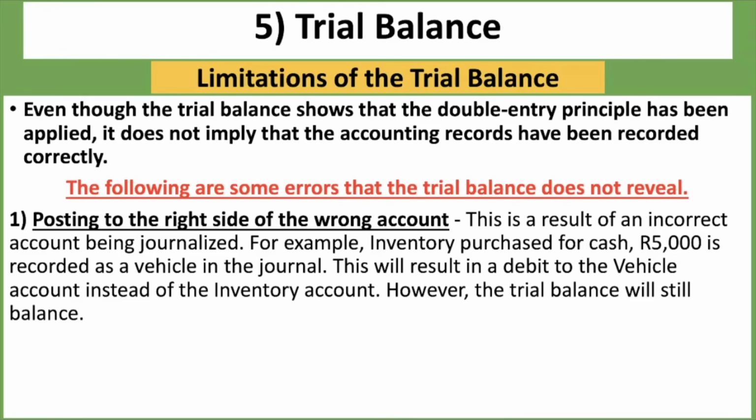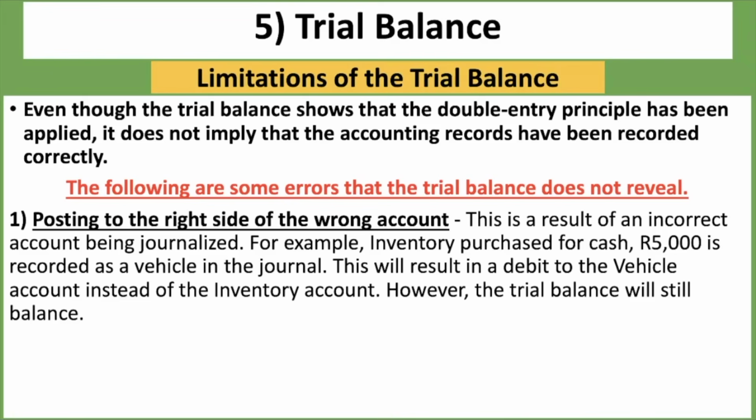That can happen. This is a result of an incorrect account being journalized. For example, inventory purchased for cash 5,000 Rand is recorded as a vehicle in the journal. Now, if you've looked at our previous lessons, it's easy for you to know how we should have recorded this. When we bought inventory for cash, we should have debited inventory and credited cash or bank. But if it's recorded as a vehicle in the journal, this will result in a debit to the vehicle account instead of the inventory account.